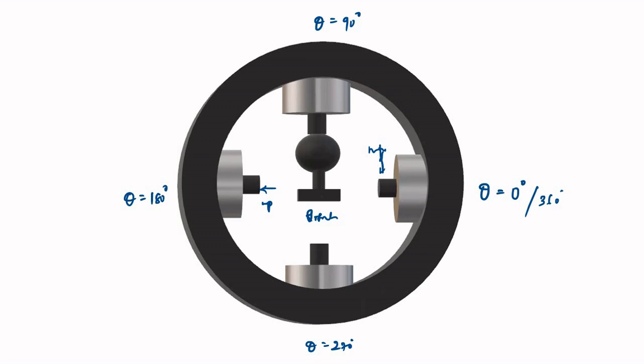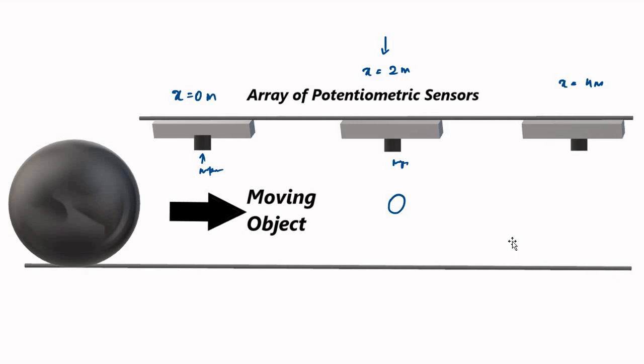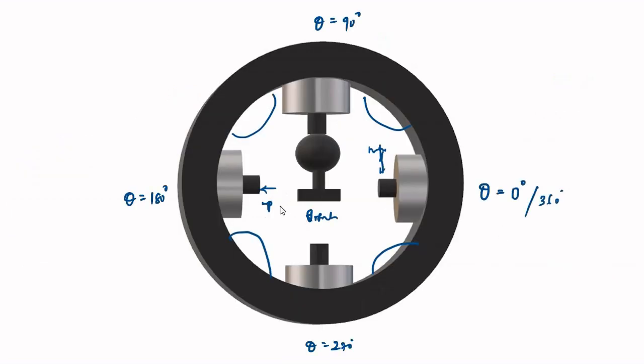For more precise measurements, we can place more sensors at in-between positions, here, here, here, like this, so that we can get more accurate and precise tracking of the position of the rotating object. So this is the basic principle of use of potentiometric sensors for position and displacement measurement, for to and fro motion measurement, and for continuous position and displacement tracking and angular position and displacement tracking.